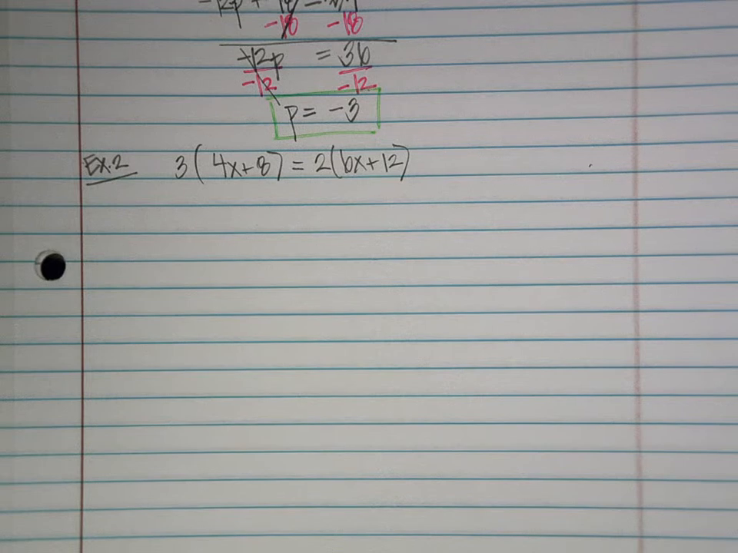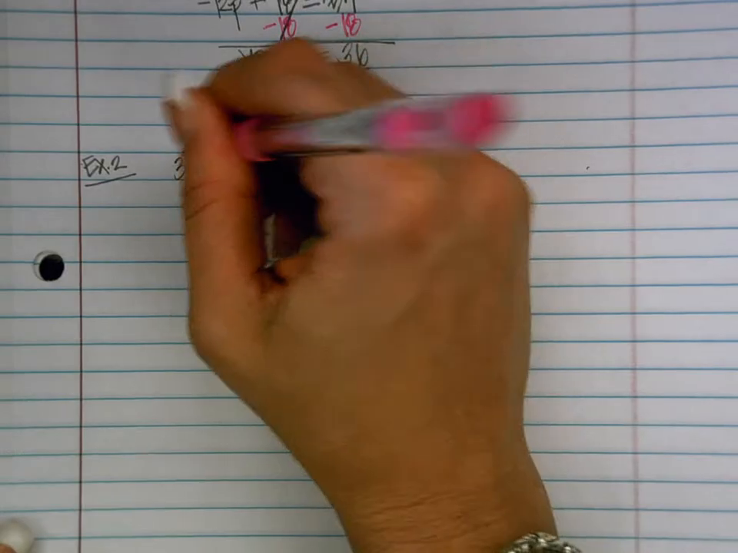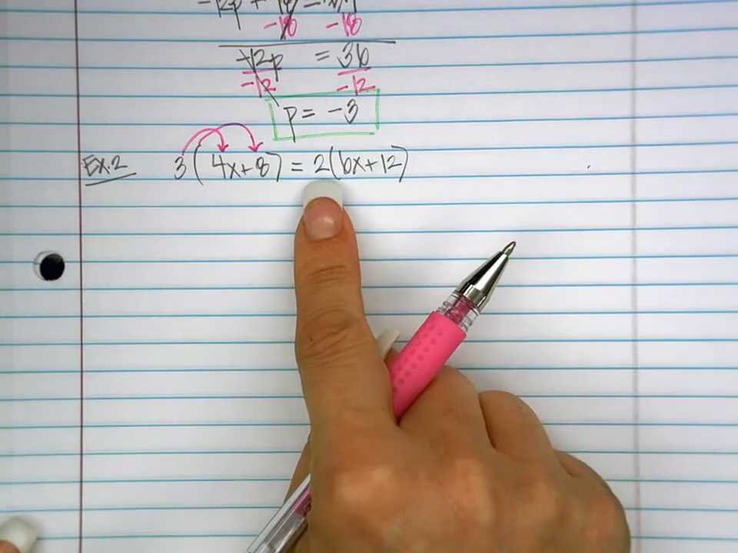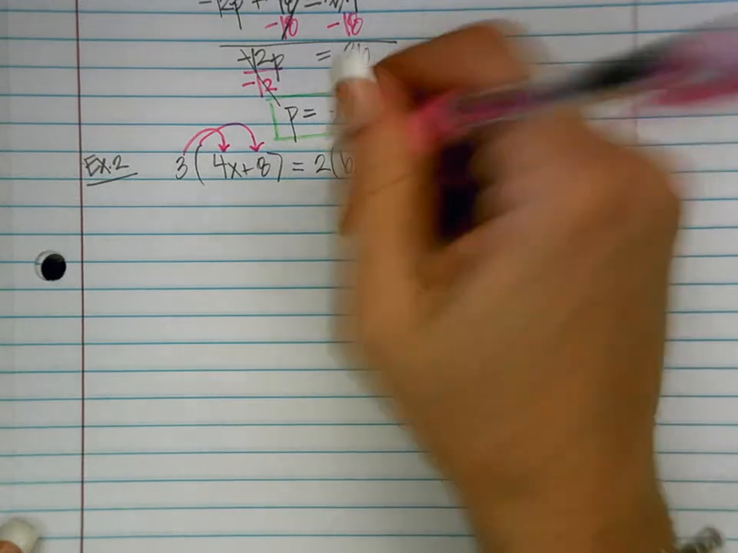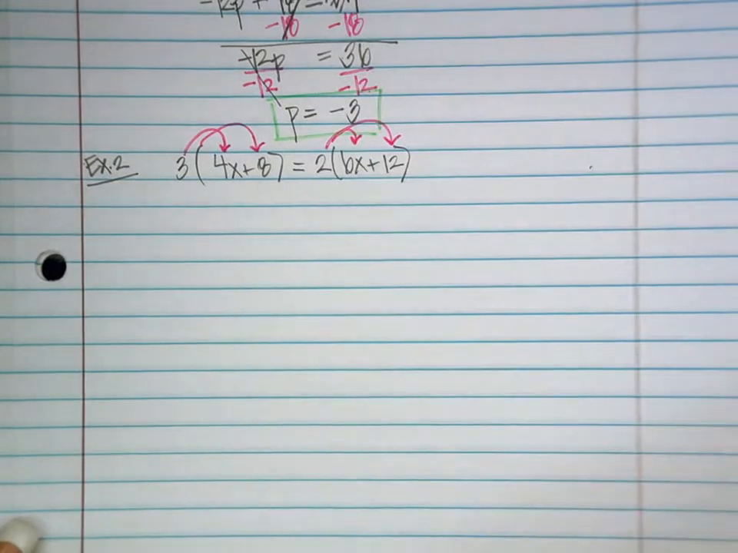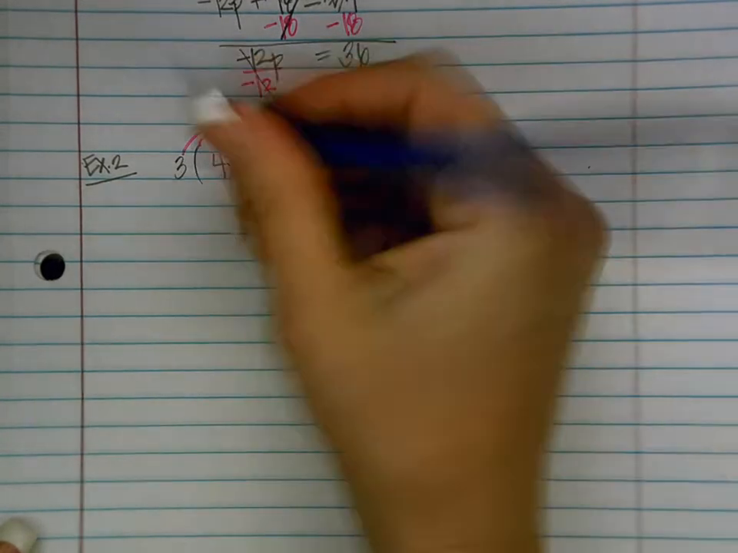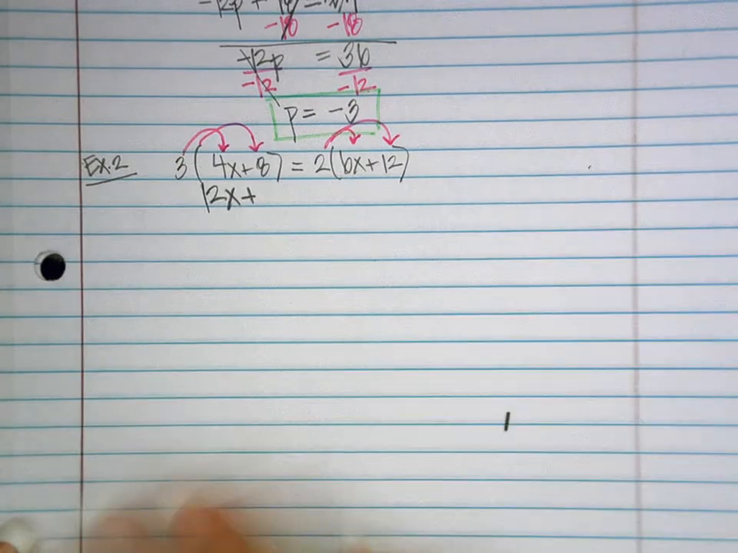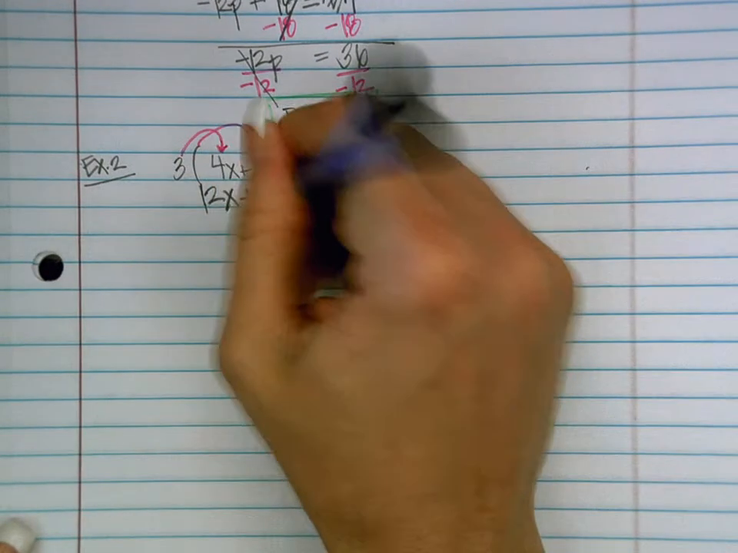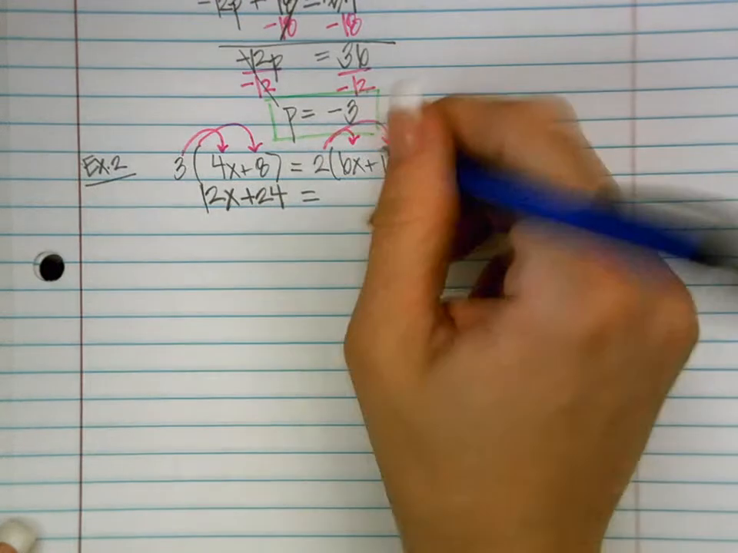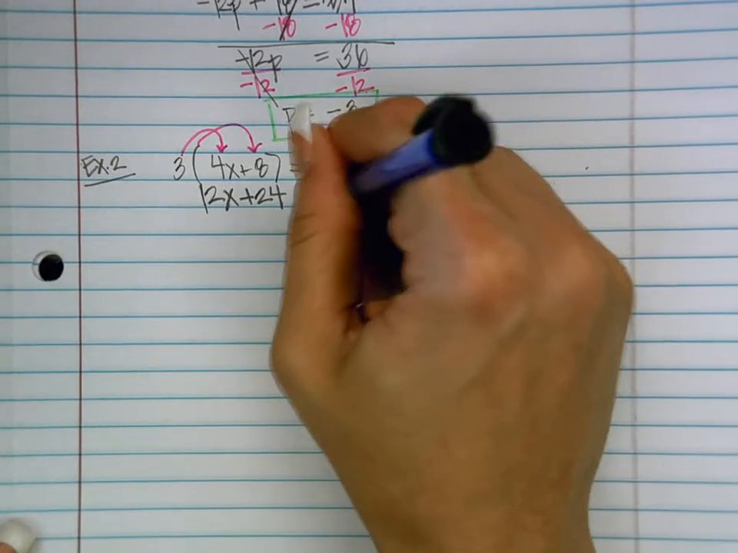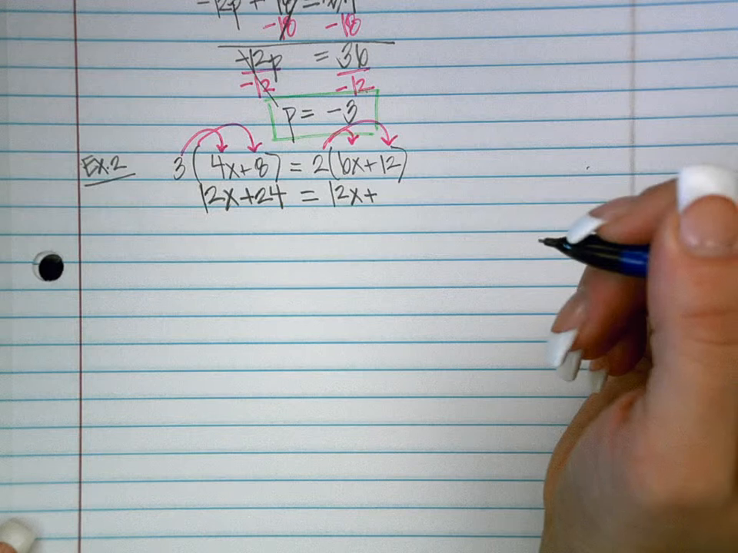What do you think is my first step, Ariana? Distribute, right. So we're going to distribute the 3 to the 4x and the 8. What do I do with this 2? It distributes to the 6x and the 12. So we're going to distribute on both sides, and that's fine. If you distribute on both sides, 3 times 4x gives you what? 12x plus, what's 3 times 8? 24 equals. What's 2 times 6x? 12x plus 24.